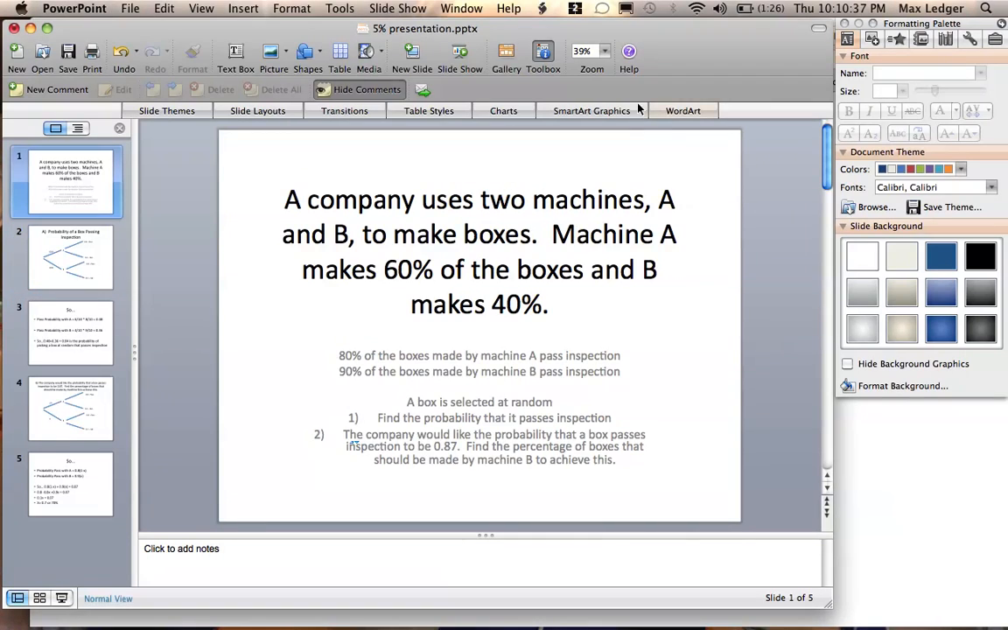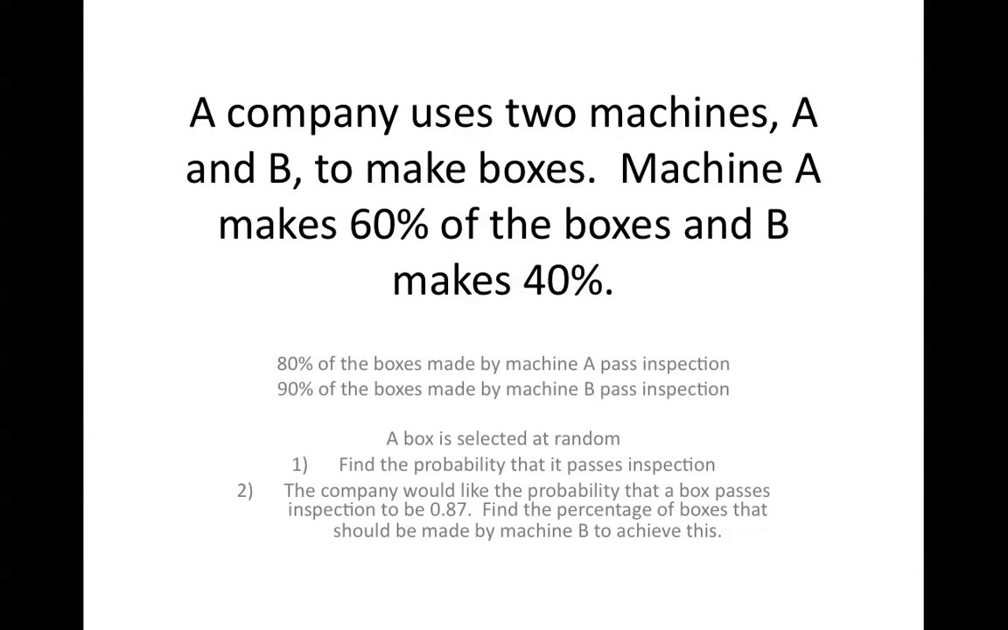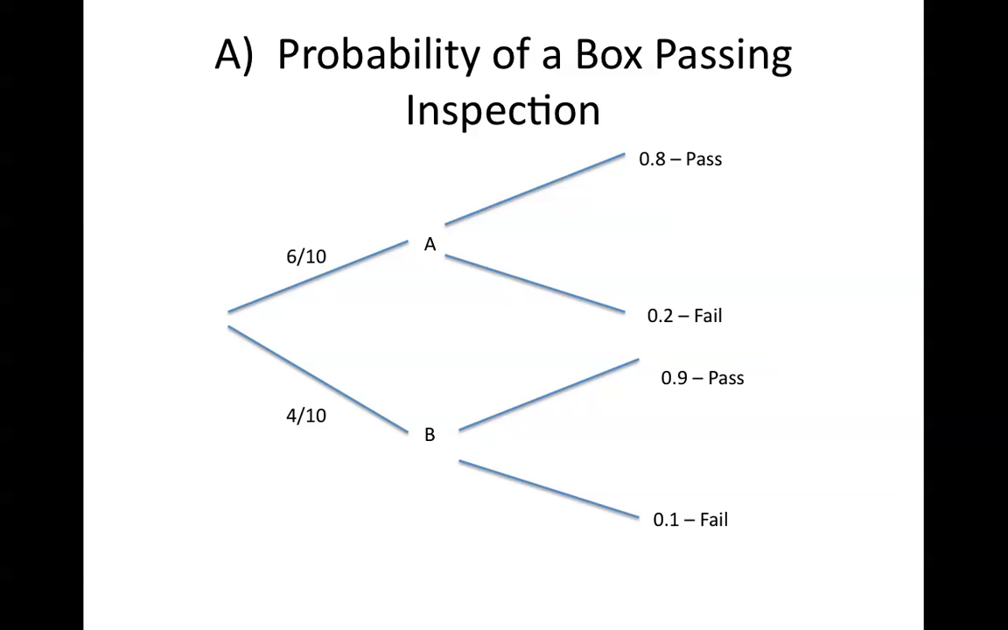Alright, so what we're doing today is a company uses two machines, A and B, to make boxes. Machine A makes 60% of the boxes, and B makes 40%. By the way, this is a question from May 2011, paper 2, number 7. So 80% of the boxes made by machine A pass inspection, and 90% of the boxes made by machine B pass inspection. So we're selecting a box at random, and the first part is to find the probability that it passes inspection.